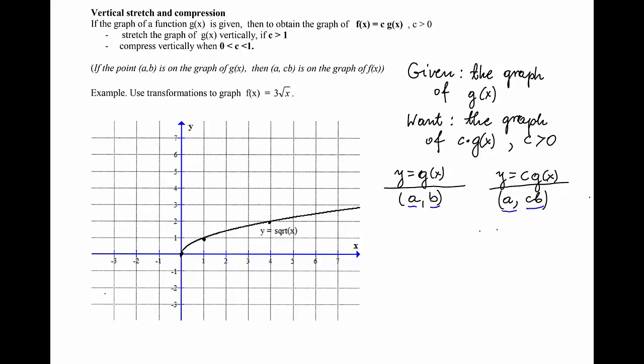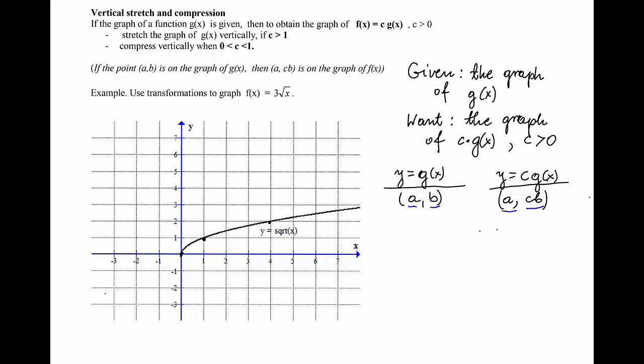If c is greater than 1, then the value of y, c times b, is increased c times, and this transformation is called the vertical stretch. If c is between 0 and 1, then multiplying b by c will reduce the value of y c times, or 1 over c times, and therefore this will result in a vertical compression.